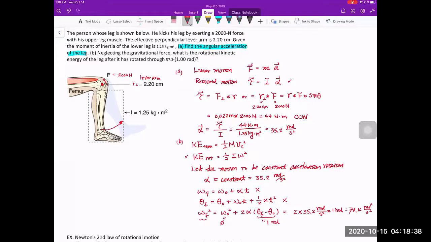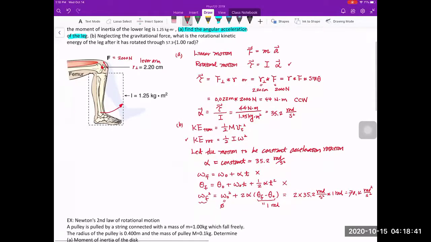And you want to find the final velocity, so omega f is simply equal to the square root of that. And that will give you the speed. So let me just do a quick calculation, the square root of 70.4. That gives me 8.39 radian per second.